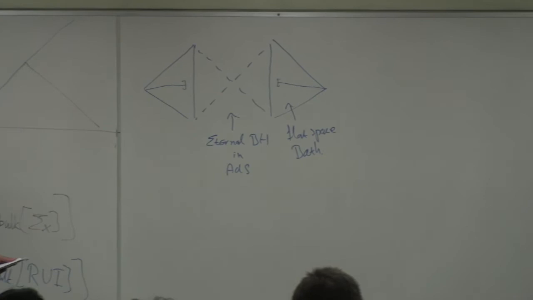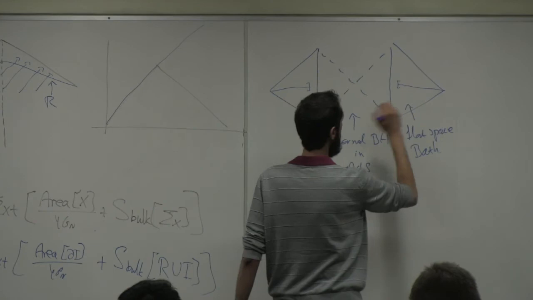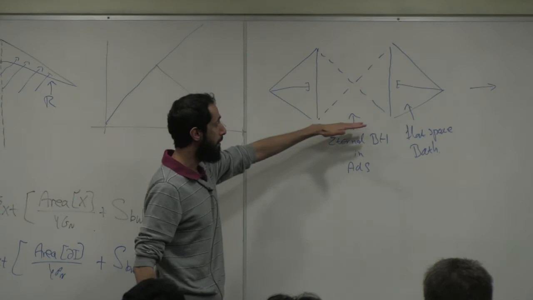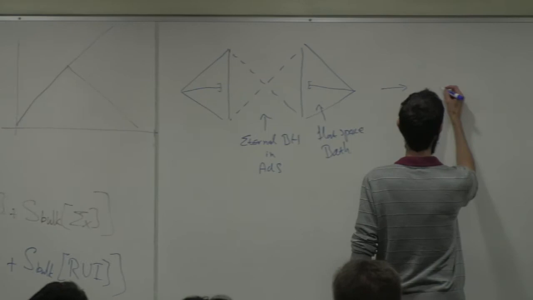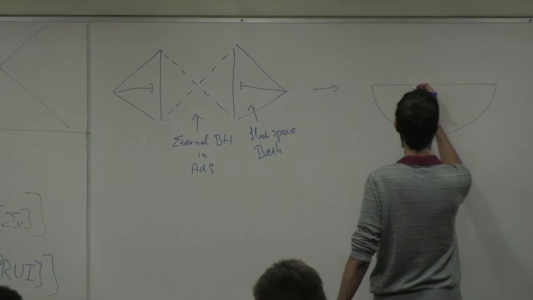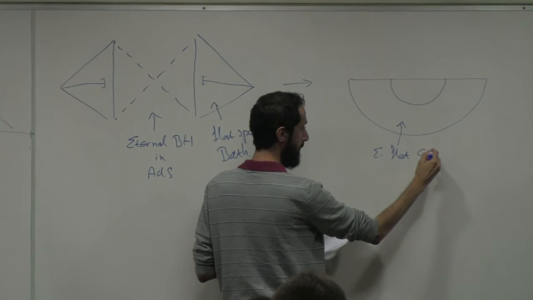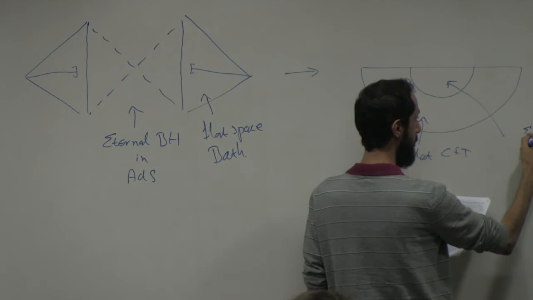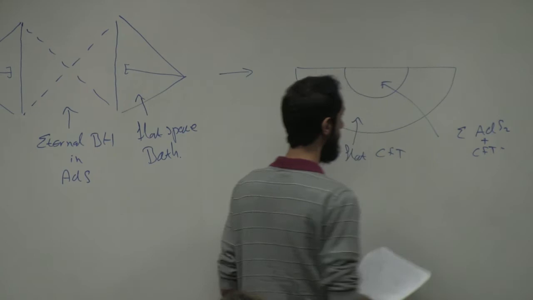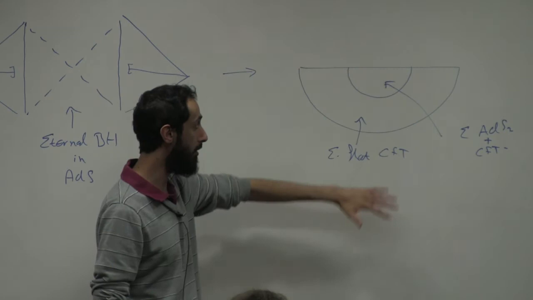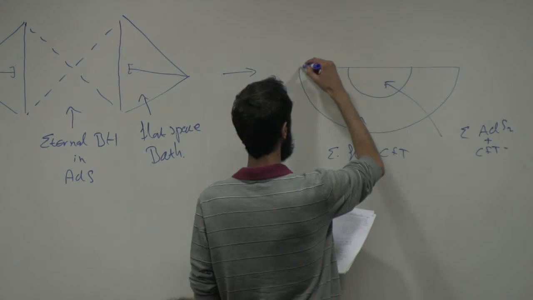Actually, before I do that, let me just make a comment that the state of the radiation on this background is prepared by the following Euclidean path integral. In this region here, I have just Euclidean flat space CFT. And in this region, now I'm specializing to 1+1 dimensions, I have Euclidean AdS2 plus CFT. So I'm just doing the usual sort of Hartle-Hawking prescription, but where I'm evaluating the field theory path integral on a fixed background.